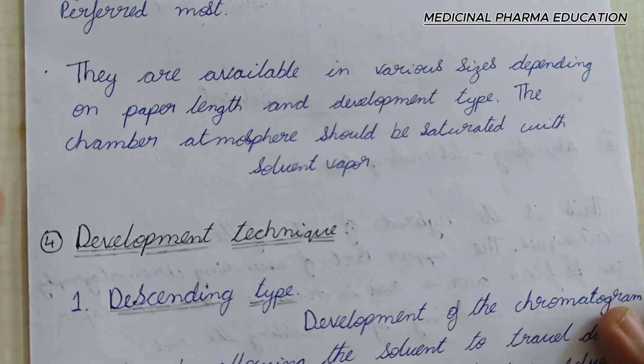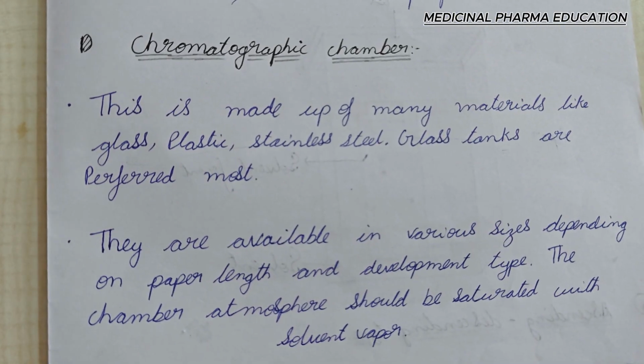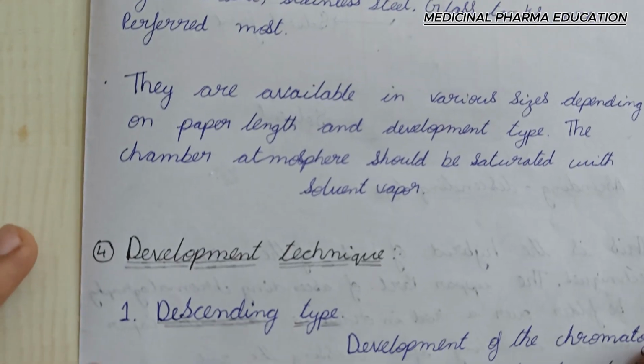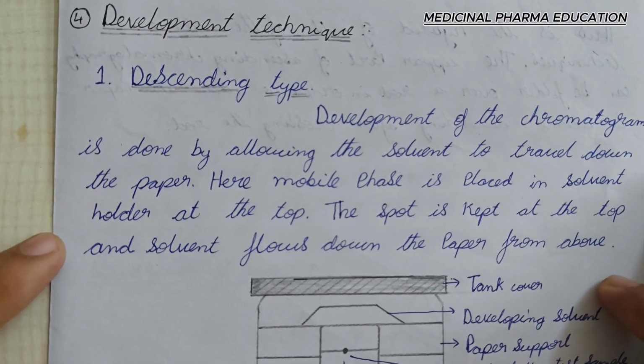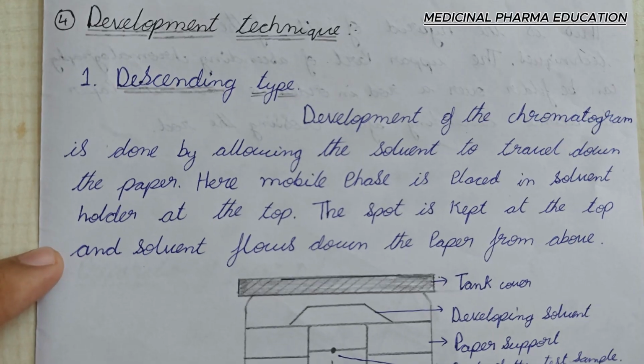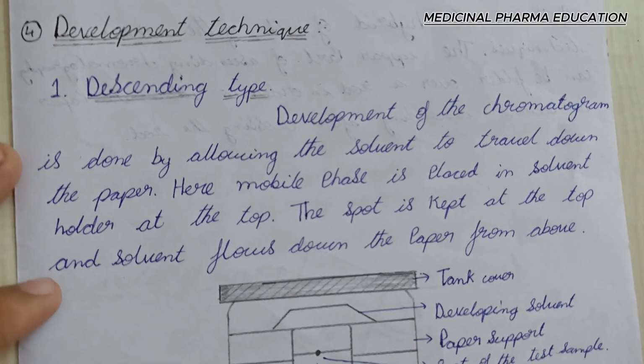Next, we have completed the chromatographic chambers. Now the development techniques. We will discuss how many types of development techniques there are, one by one.